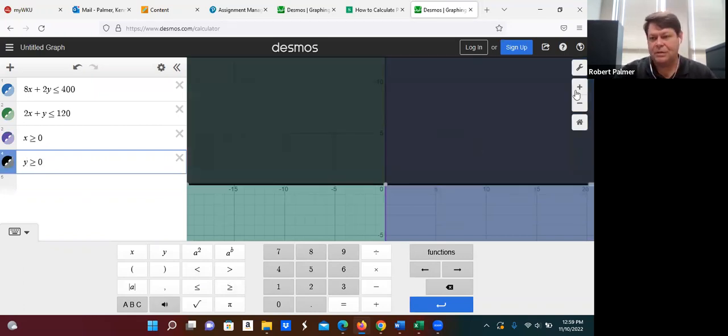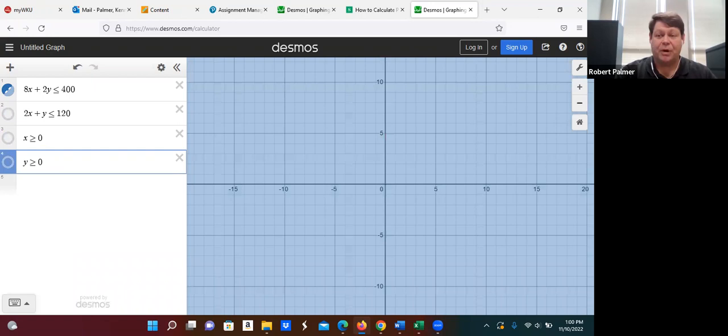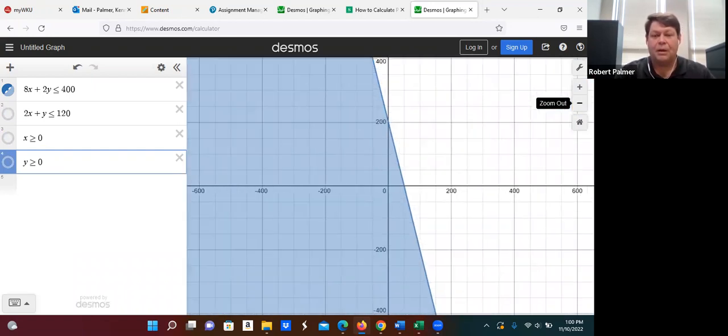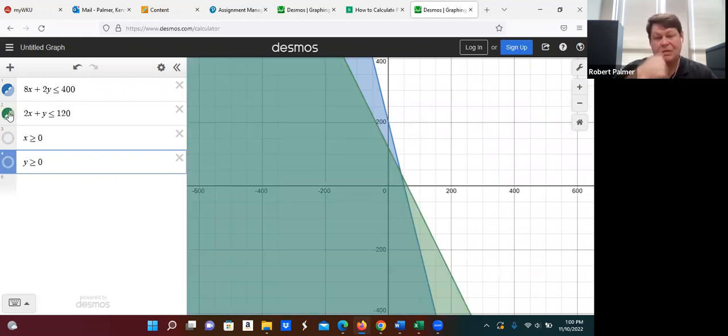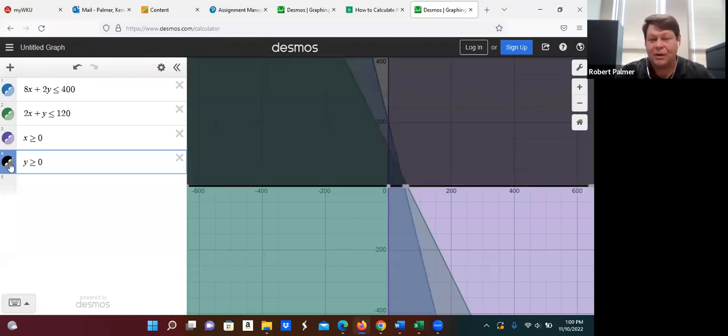Okay, now let's turn these off, and let's start with this one. Now we need to zoom out some so we actually see the boundary line. Okay, there we are. So that's the first one. The second one, you can see this darker greenish region is the overlap. So that's the solution to both these at the same time. As you can see, we have this triangular region that's actually our solution region. If I turn the rest of these on, it's kind of dark, but you get the idea.